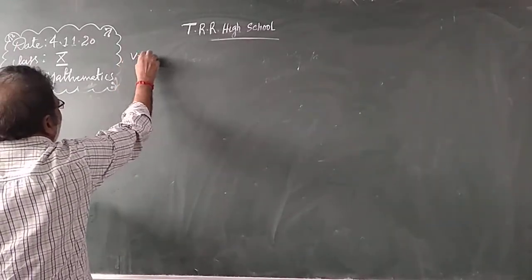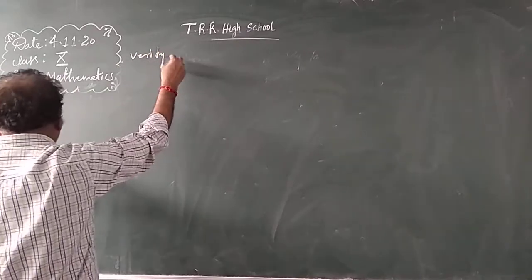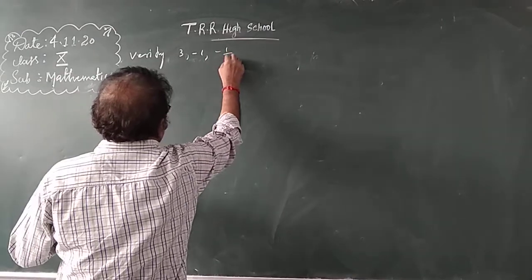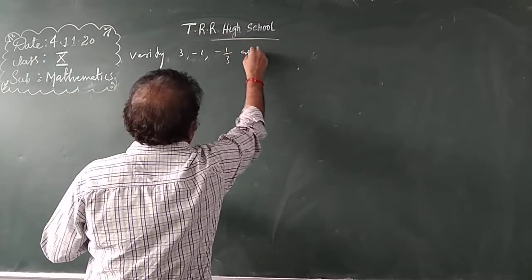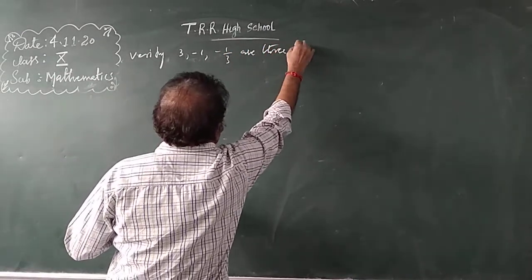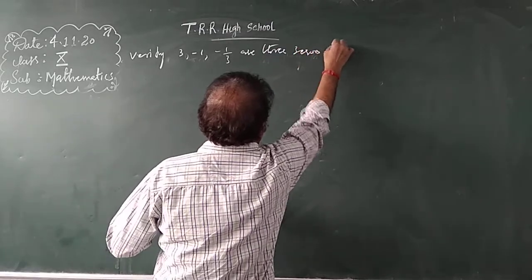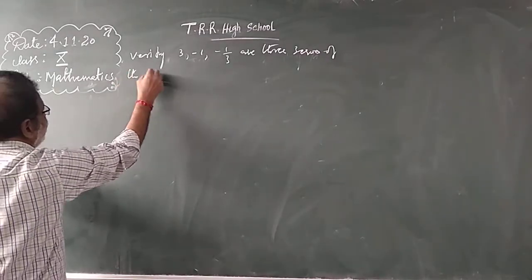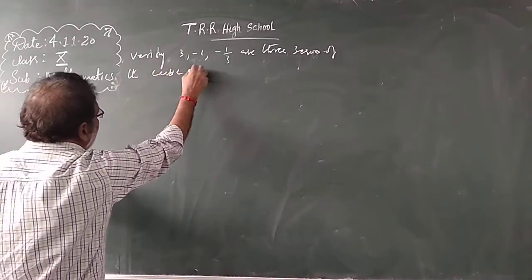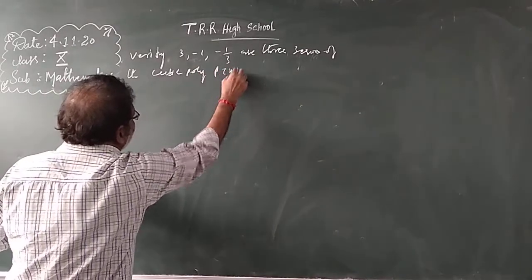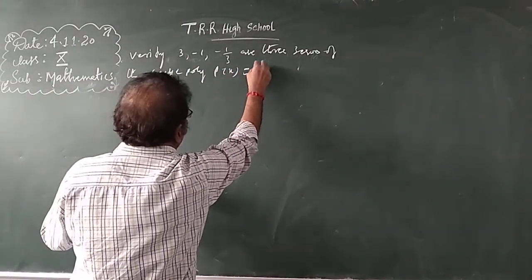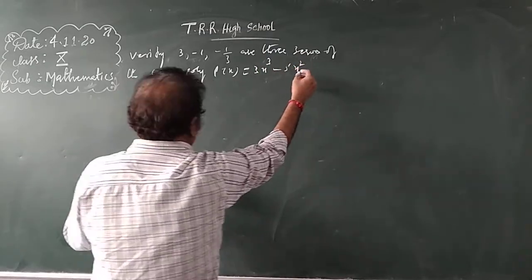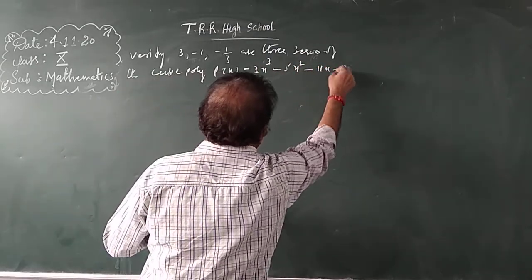Verify that 3, minus 1, minus 1 by 3 are the zeros of the cubic polynomial p of x equals 3x cube minus 5x square minus 11x minus 3.